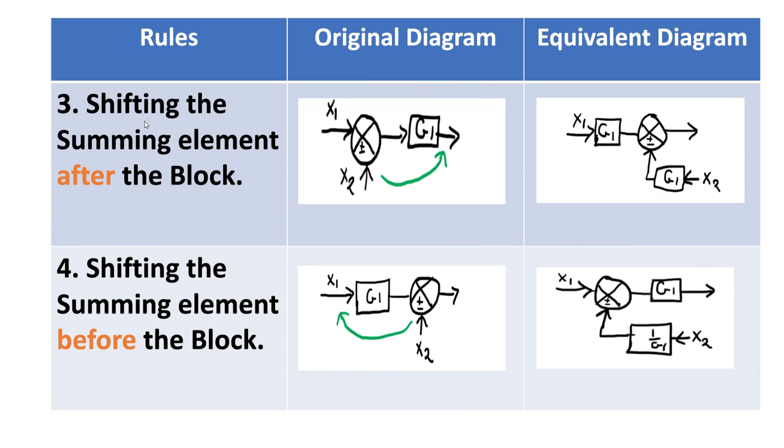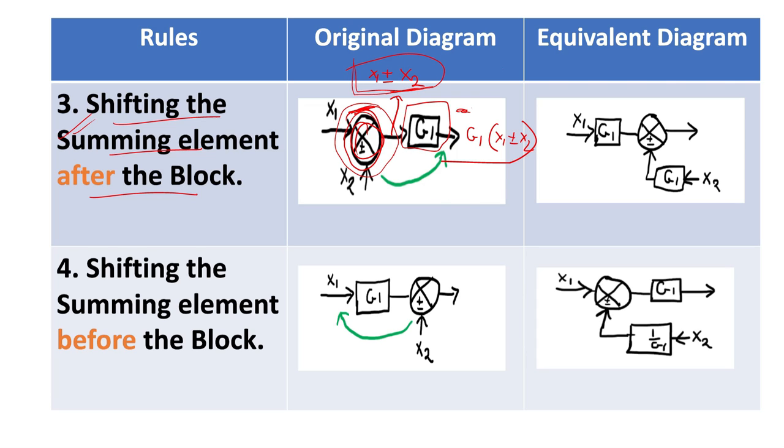So our next rule is shifting the summing element after the block. See, this is your summing element and this is your block. In some cases of block diagram reduction, you may need to shift this summing element after this block. So there you can use this rule. Before the shift, the output here will be x1 plus minus x2 depending on the sign here, and then this will be your input for G1. So then you will get G1 into x1 plus minus x2. So this is the output which you will get.